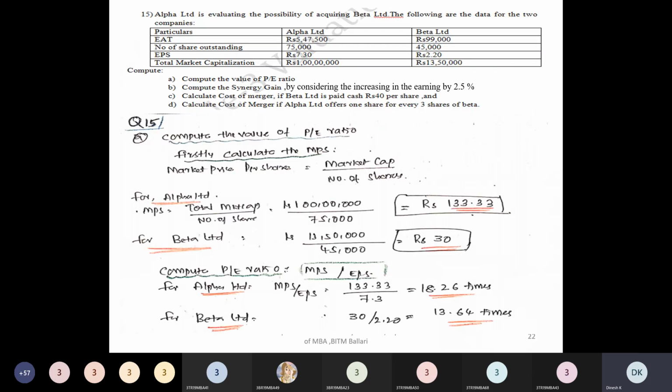Fine. Then coming to the third sub question. What is the third sub question? Calculate the cost of merger, right? So what is the cost of merger? Cost of merger is how much is the cost to the company, that is for an acquiring firm, because cost can be calculated when you subtract the value, right?